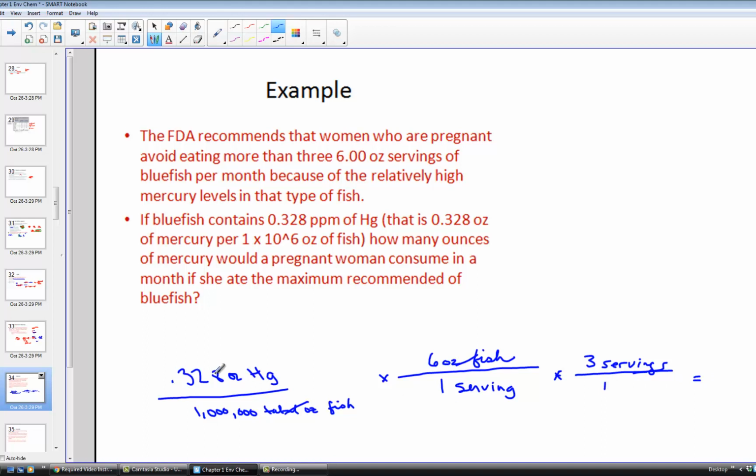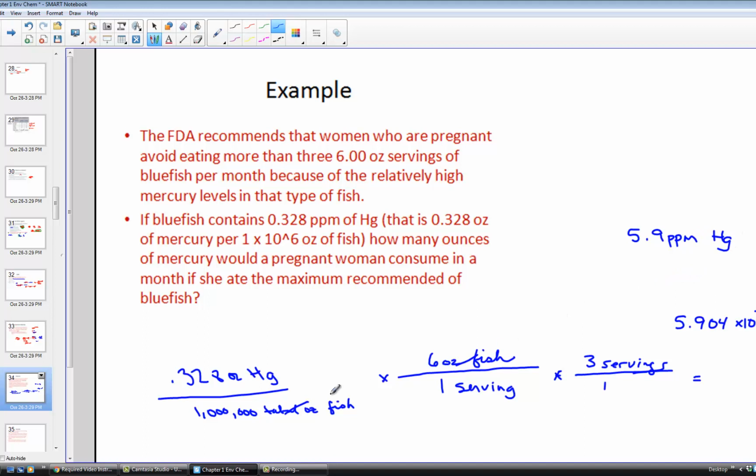Alrighty. So on our calculator, if 0.328 ounces of mercury divided by 1,000,000, that's 1,000,000. And if I were to hit equal, it would be quite a tiny number. But I'm going to multiply that by 6. That's because she's eating 6 ounces in every 1 serving. And then I'm going to multiply it by 3 because she's going to eat 3 servings to get that value. Here is the value my screen says. She's going to have 5.904 times 10 to the negative 6. In other words, 5.9 parts per million of the mercury.